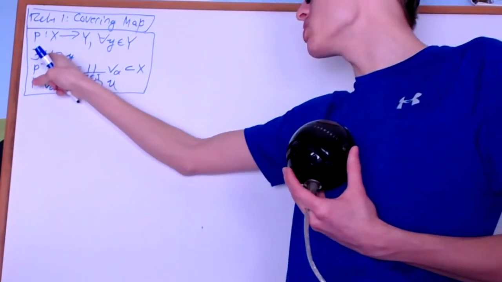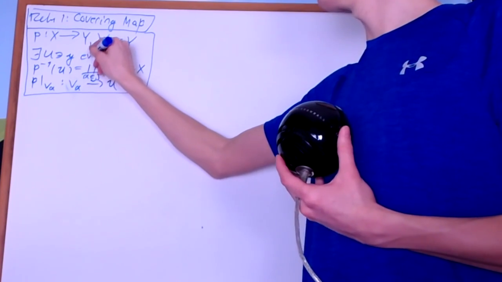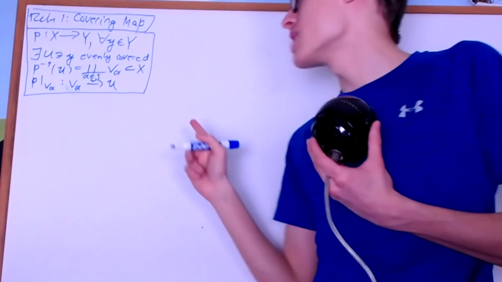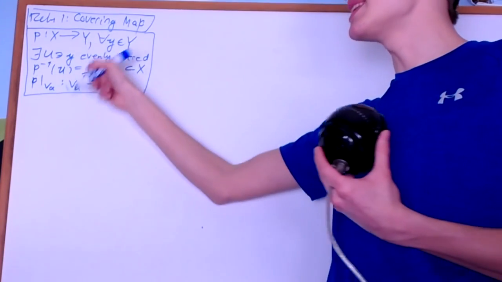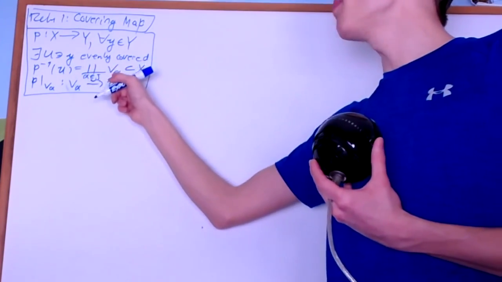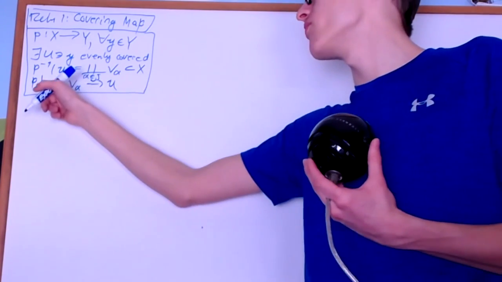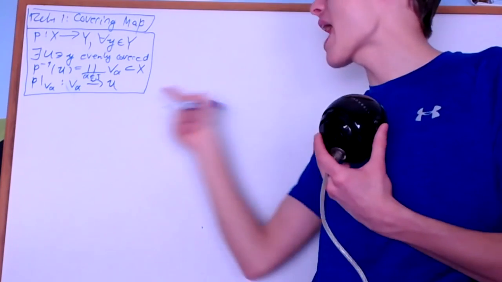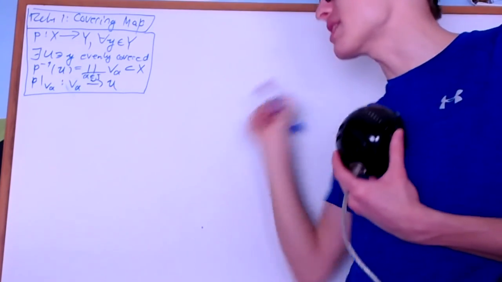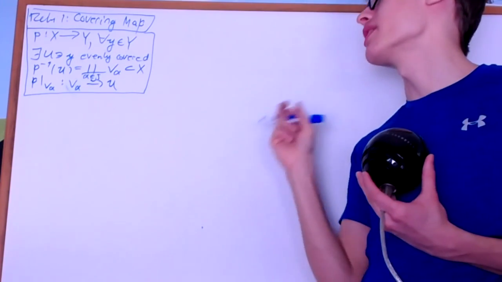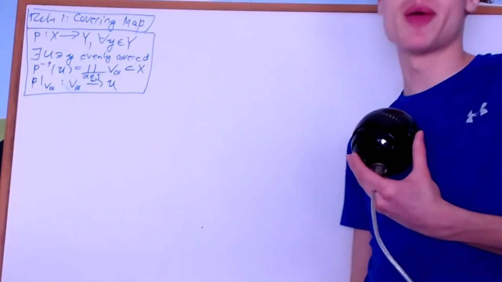Each one of these U's is called evenly covered. So if there's an open set whose pre-image is a disjoint union of open sets that map homeomorphically onto U via your covering map, then that open set is called evenly covered. So any one of those single pancakes are evenly covered by the stack of pancakes.